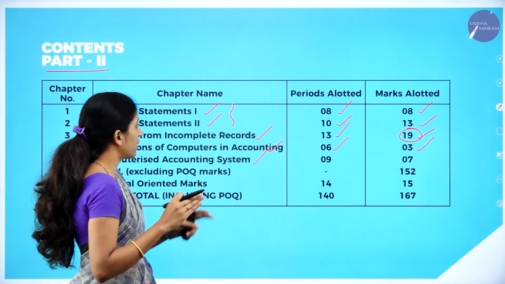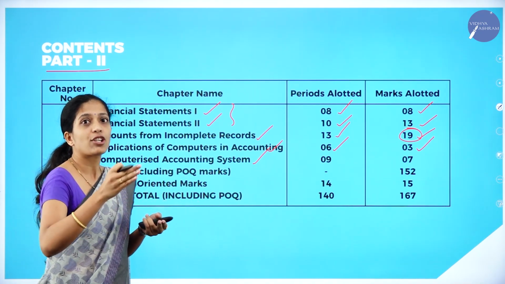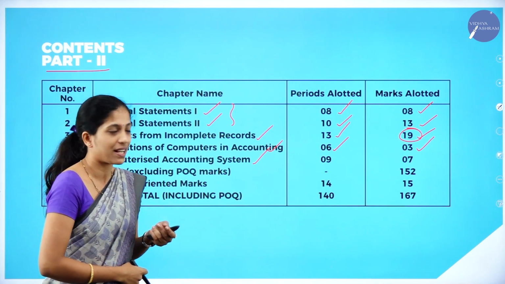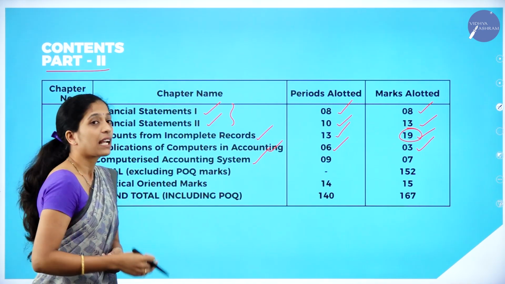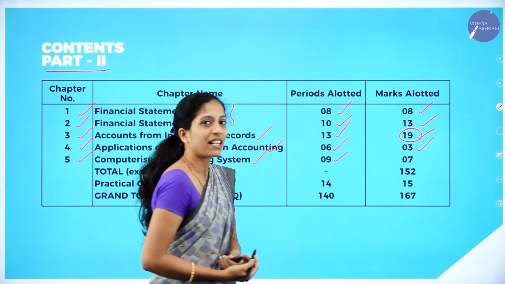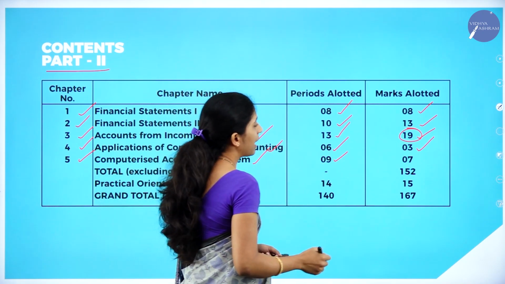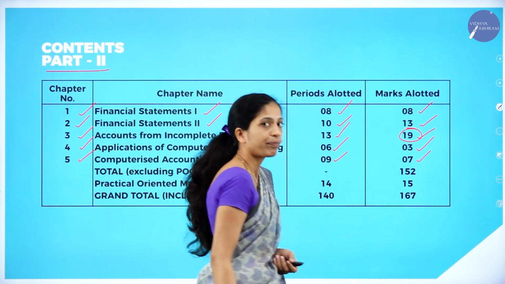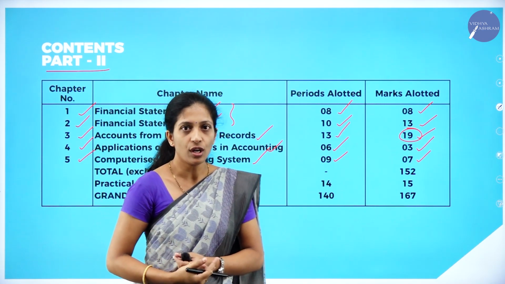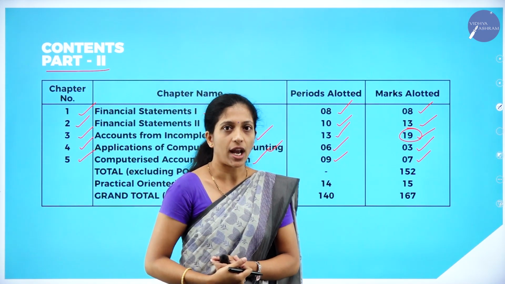Each and everything about the computer in relation to accounting, we are going to discuss in these last two chapters. So your fifth chapter is computerized accounting system, and the periods allotted for this particular chapter is 9 and the marks allotment is 7. So these are the contents of your part 2. So you'll be having a total of 5 chapters.